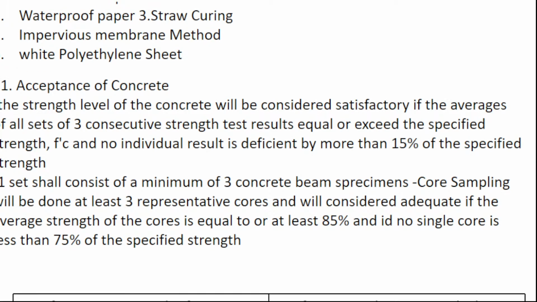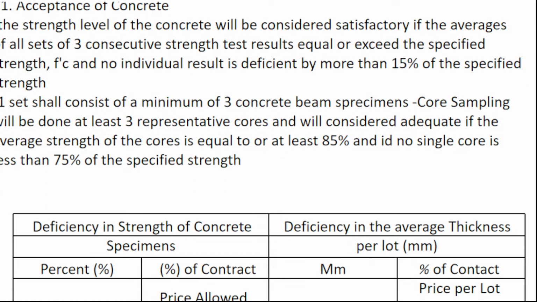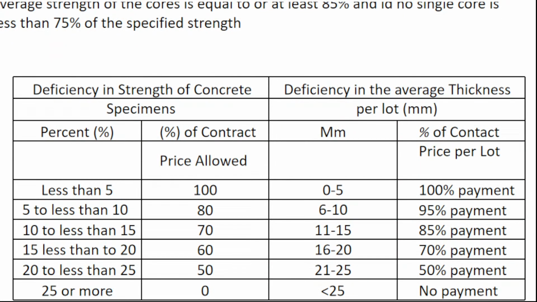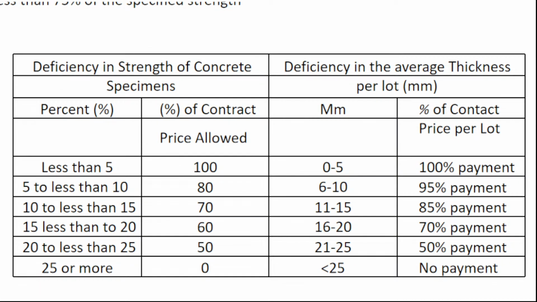Okay, so the average strength of the core is equal to or at least 85%, and there's no single core less than 75% of the specified strength. So we have the following table. Percent efficiency of concrete specimen. This is in terms of thickness, and in terms of strength, the price allowed in the contract. Efficiency, we have the percent. Less than 5, so 100%. So there's no payment, meaning zero payment.